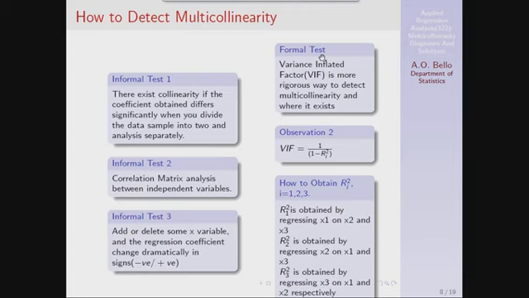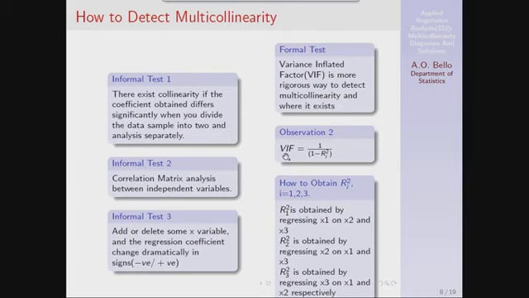So let's look at the next test, which is conducting a variance inflation factor. This actually will help us to show the degree of multicollinearity present. Talking about VIF, VIF is a more rigorous way to detect multicollinearity. Not only does it detect multicollinearity, it also helps us to know where multicollinearity actually exists between the independent variables. So let's look at this.